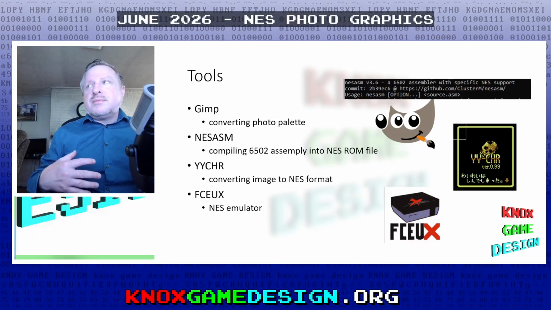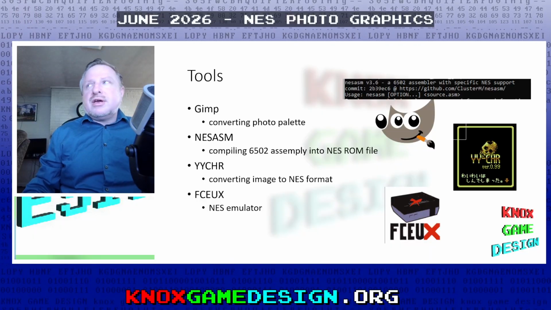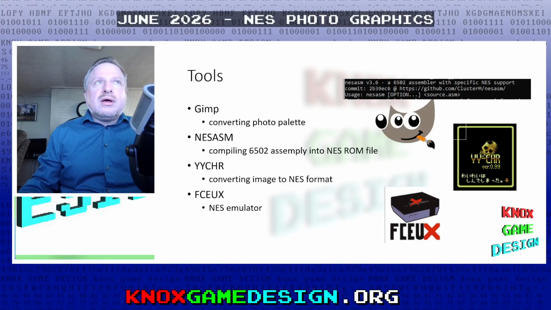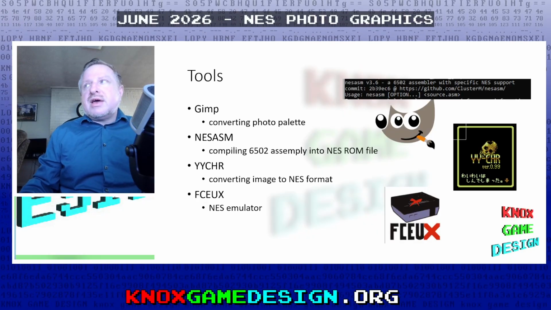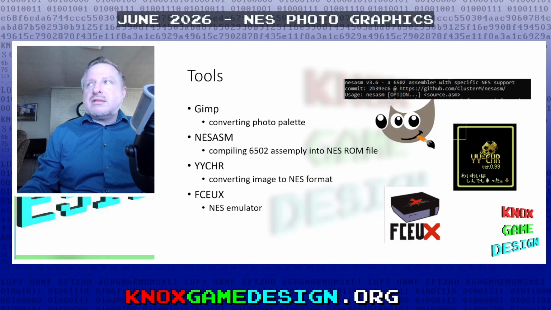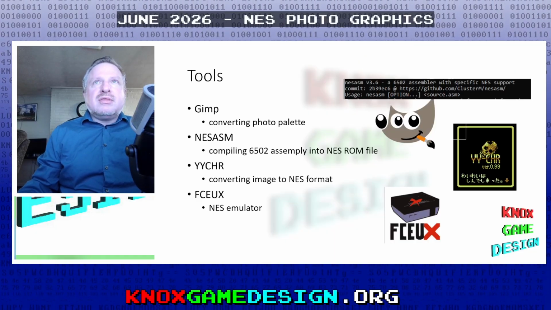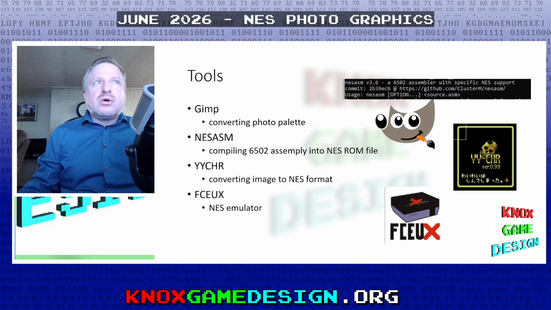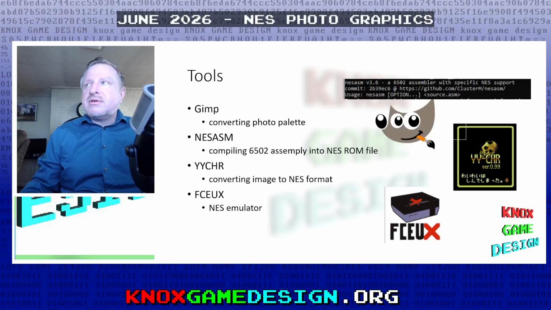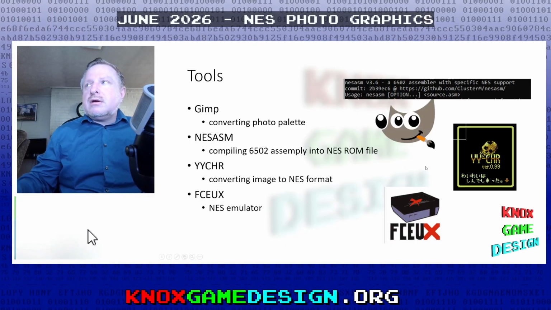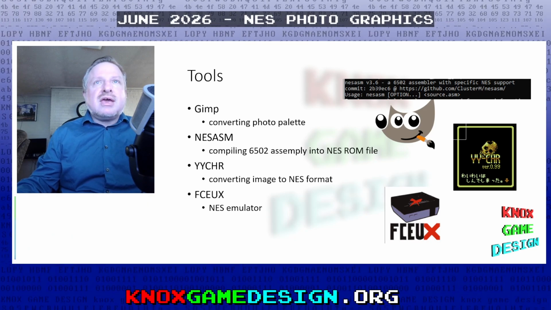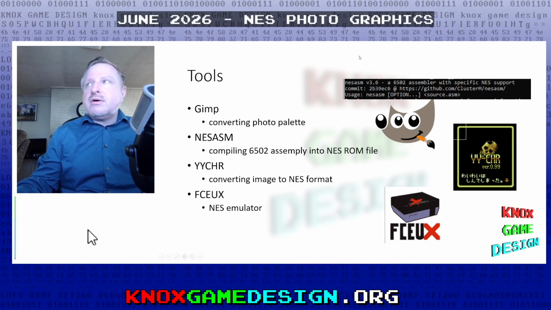So here are some of the tools I'm going to be using. First of all, Gimp. I've used Gimp for a while, a graphics drawing tool. Primarily I'm going to be using that for resizing the image and converting the palette, getting the image prepared. And then I'm going to be using a tool called NESASM. There are other tools out there. This is going to be used for compiling our assembly into an NES game, an NES ROM file.